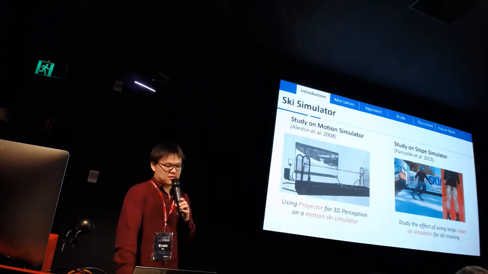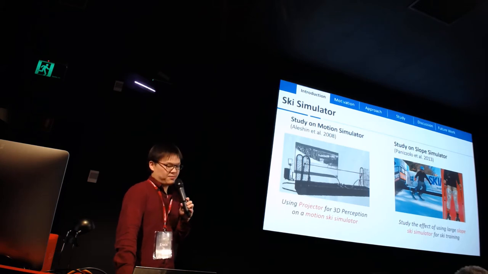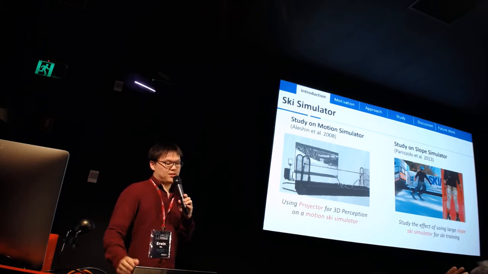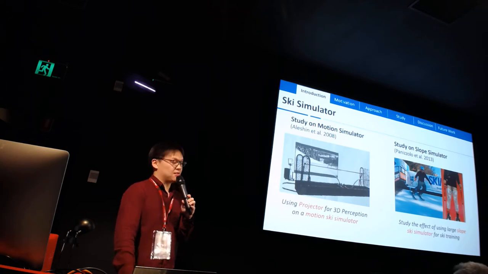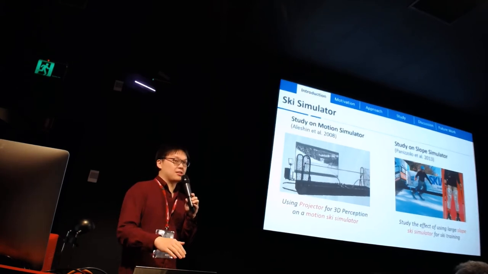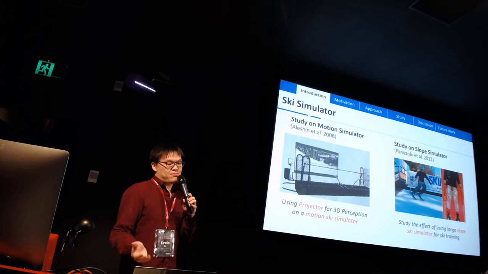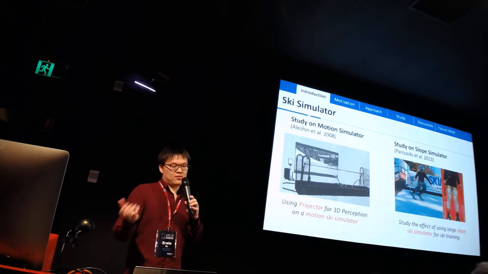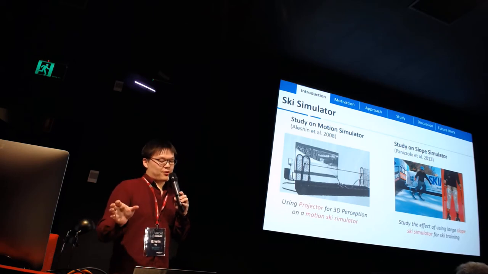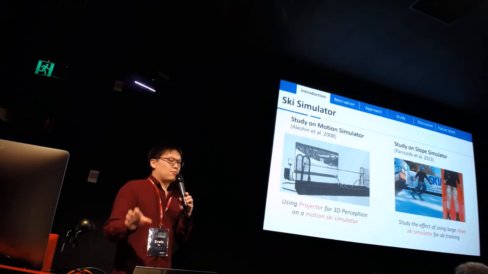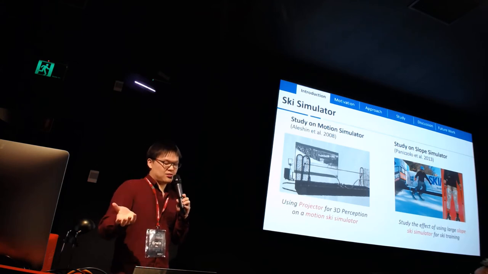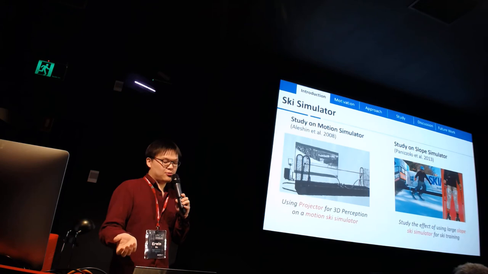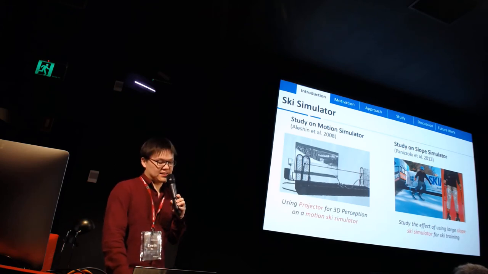Under this situation, some ski simulators were developed for indoor ski training. Arashin et al. used a projector to provide 3D perception on a motor-based motion ski simulator, while Panisola et al. studied the effect of using a large slope ski simulator for ski training. In their study, they also used EMG sensors and tried to find out the difference of muscle status between real ski and simulator. However, even if the simulator can perform like real ski, learning ski skill requires more visual cues, such as a coach in front to tell you what to do. So how to provide helpful instruction on ski simulators is our task.